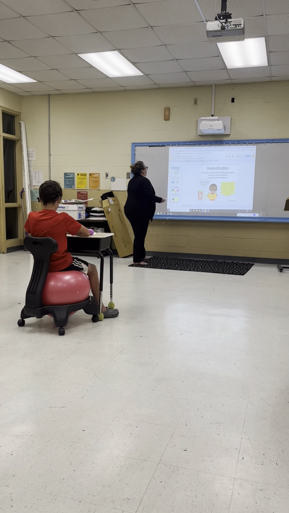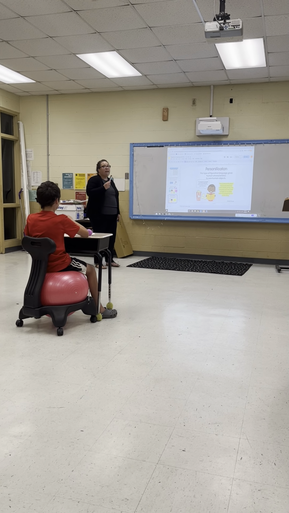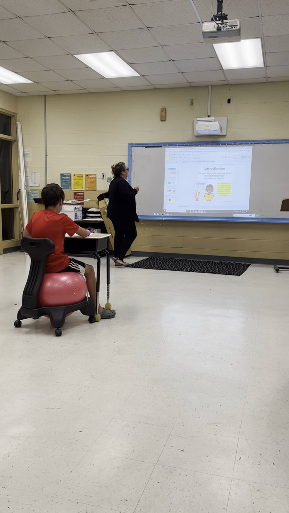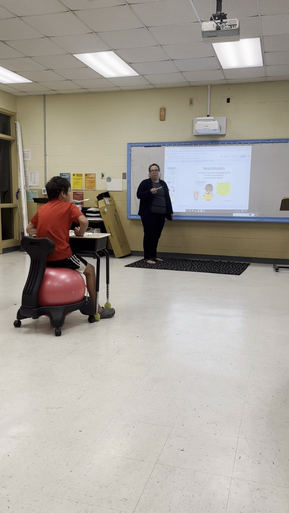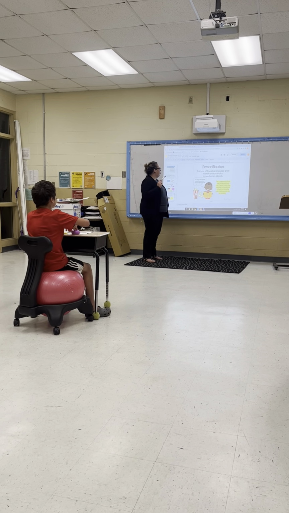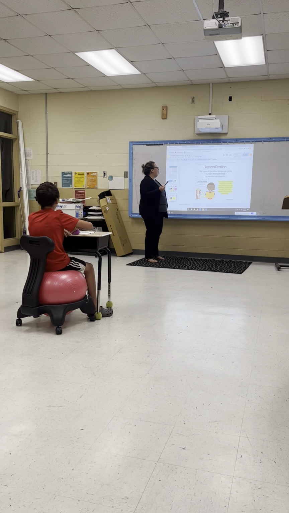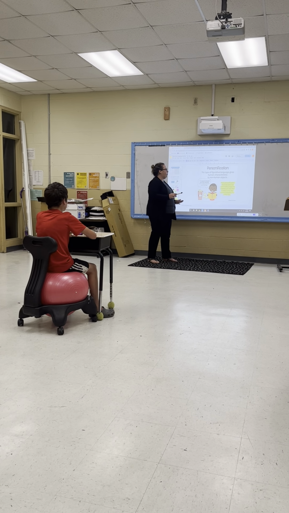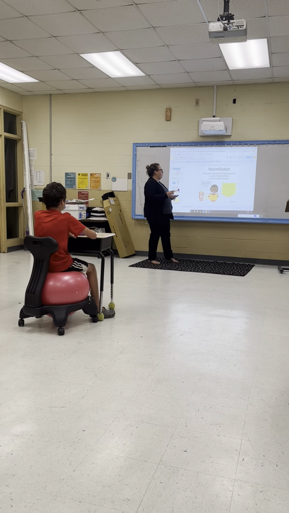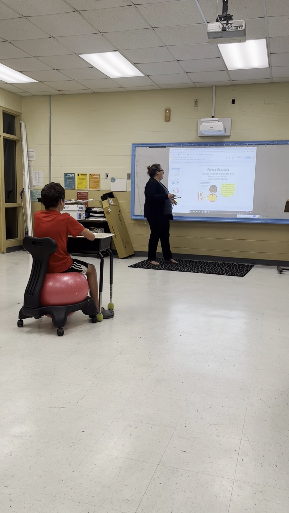The next type of figurative language we're going to talk about is personification. This type of figurative language gives human characteristics to non-human objects. The popcorn jumped out of the machine and made a mess all over the floor. This is personification because popcorn cannot really jump. The speaker just says that to help us visualize how it's popping out of the bag.